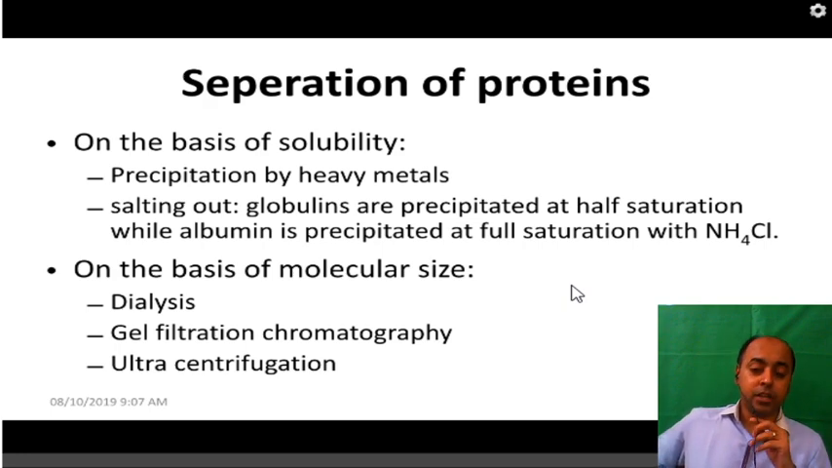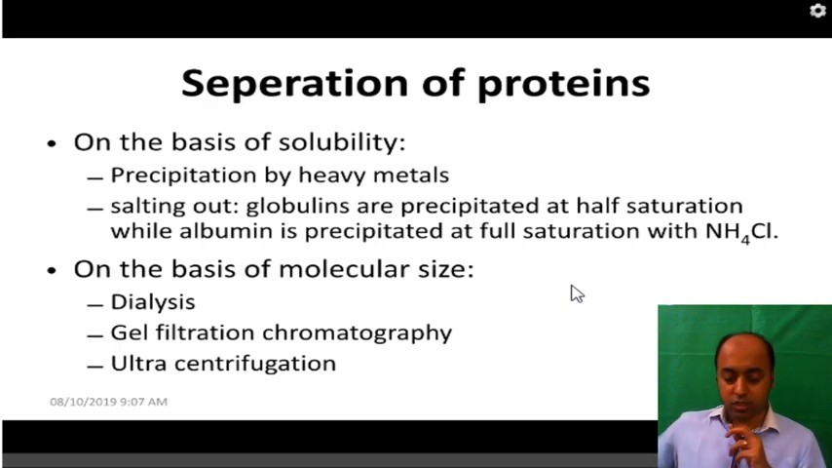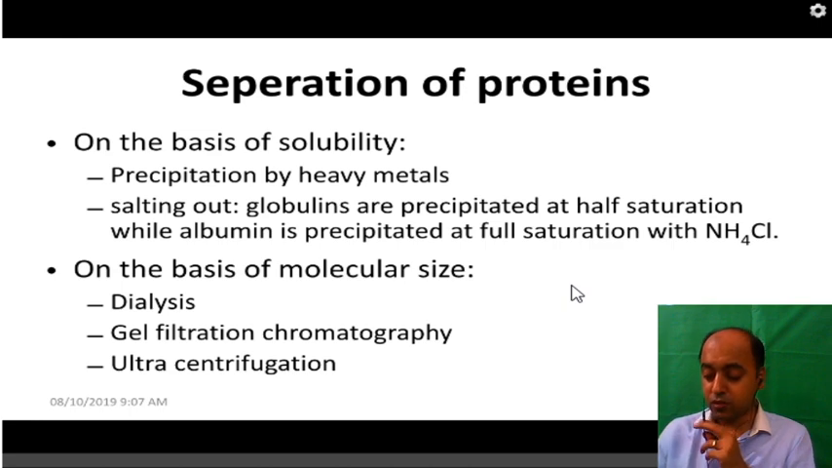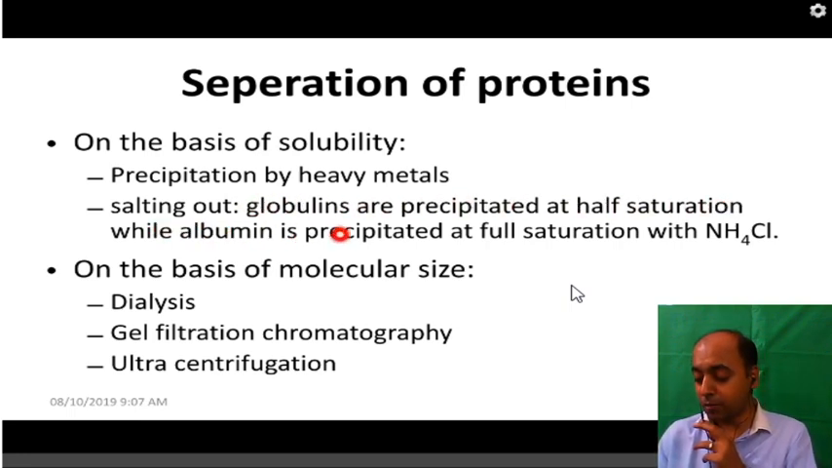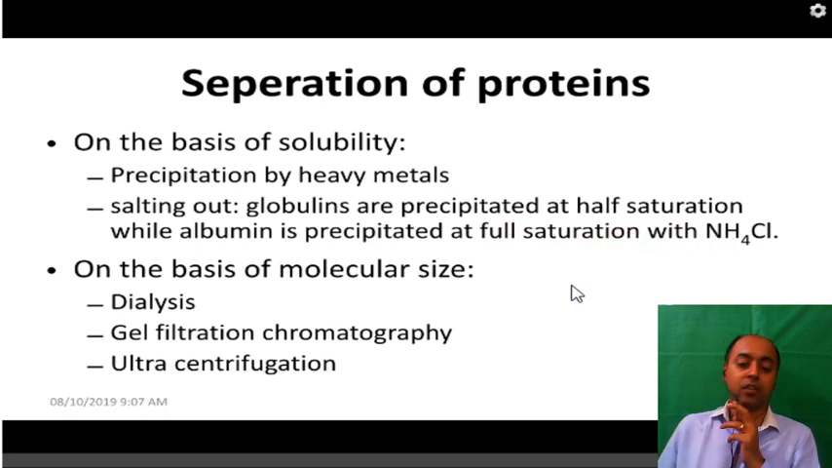Previously, right in the beginning, when the study of the proteins was initiated, for separation of proteins, we used the property of solubility. Even in the UG lab, we do this separation by precipitation by heavy metals and salting out. Salting out is commonly done to separate the globulins and albumin from plasma. The globulins are precipitated at half saturation. Albumin is precipitated at full saturation with ammonium chloride with the salt.